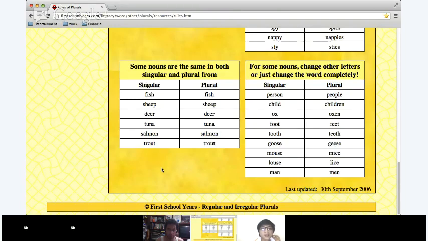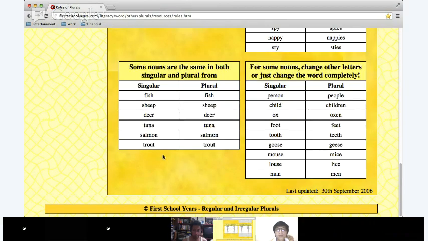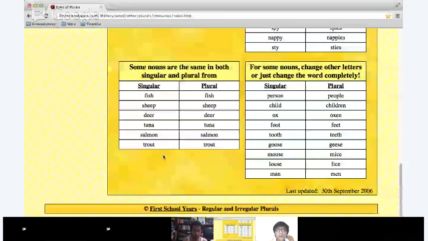So, when we are talking about fish, these are words that are both singular and plural. There are many fish in the ocean. What would you like? A piece of fish. Sheep. My father has many sheep in his field today. We brought in one of these sheep to shave it. So things like that. Deer, tuna, salmon, and trout. They're both singular and plural.